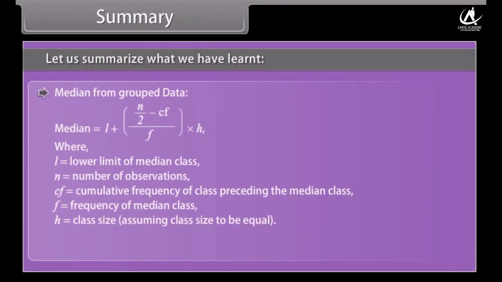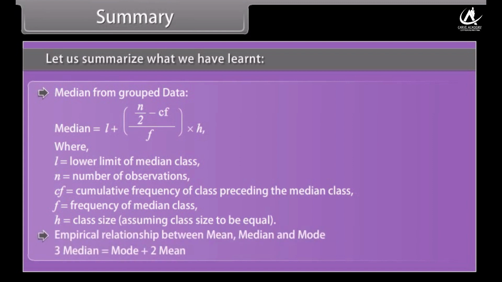Median from grouped data: L plus (n by 2 minus CF) divided by f and multiplied by h, where L is equal to the lower limit of the median class, n is equal to the number of observations, CF is equal to the cumulative frequency of the class preceding the median class, f is equal to the frequency of the median class, h equals class size, assuming class size to be equal.